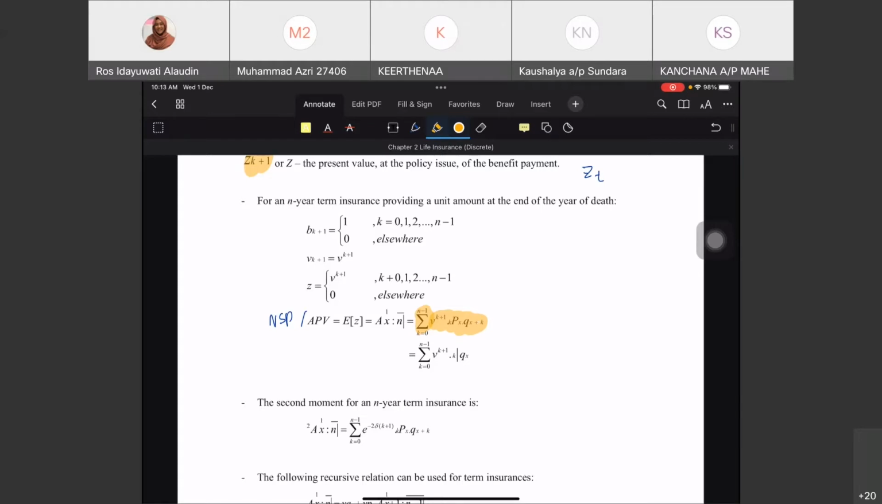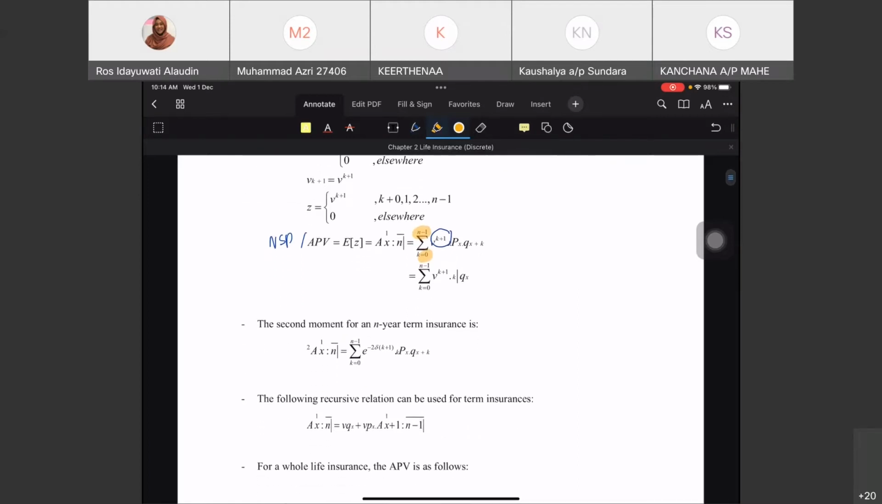Now we start from K plus 1. If we start from K, K is equal to 0, so the power of 0 becomes 1. That's why we start from 1. Because K is equal to 0, if we start from K, the discount function becomes 1. So that's why we take plus 1. Since we start from 0, the end of the interval is until n minus 1. It's not n, because we start from 0.